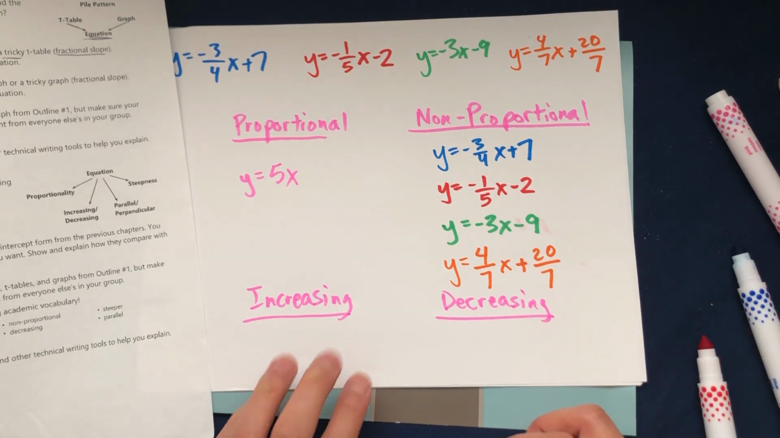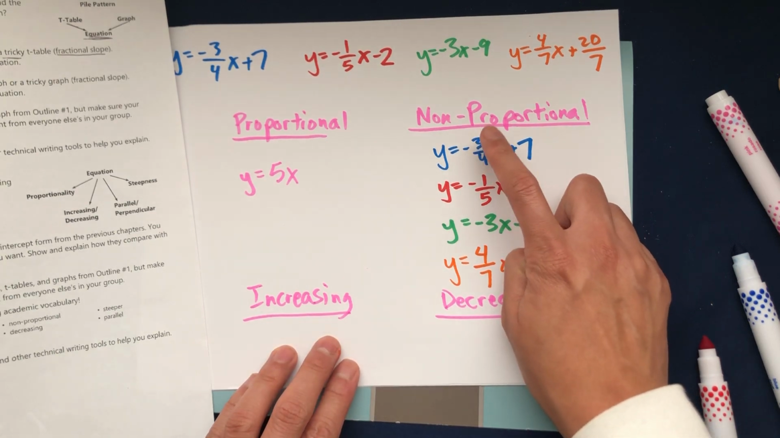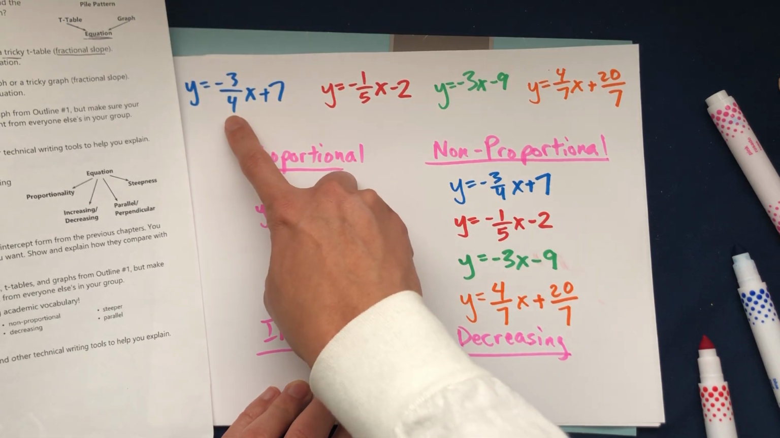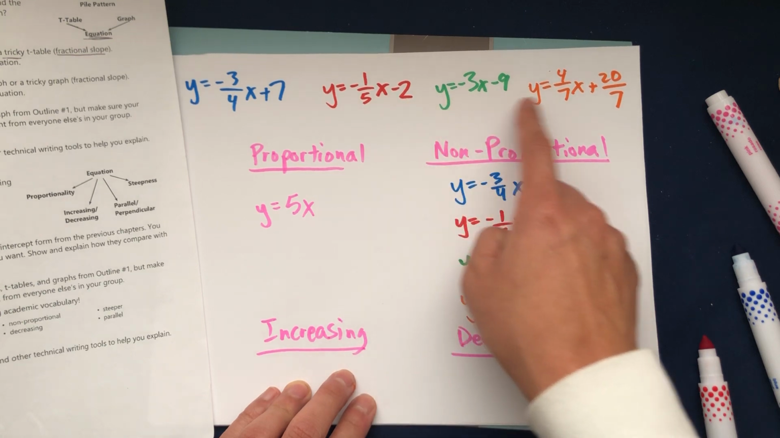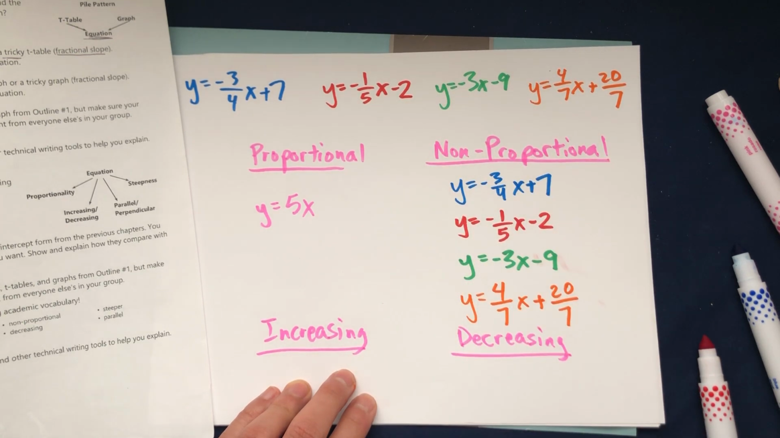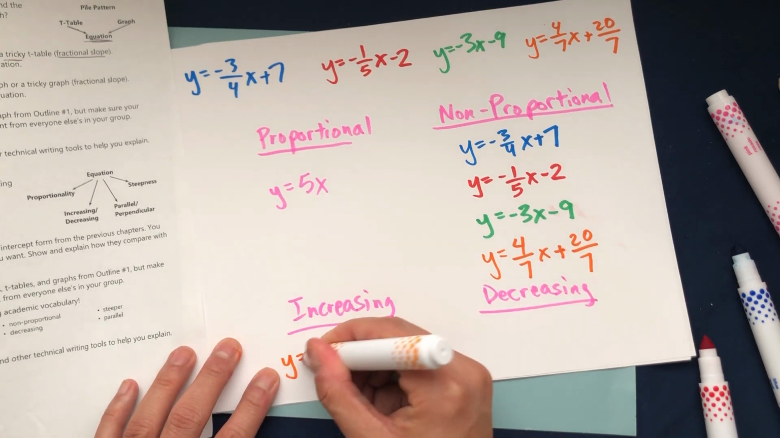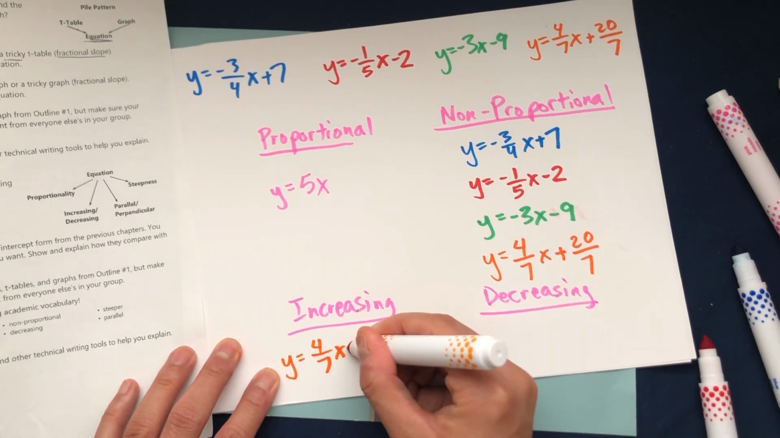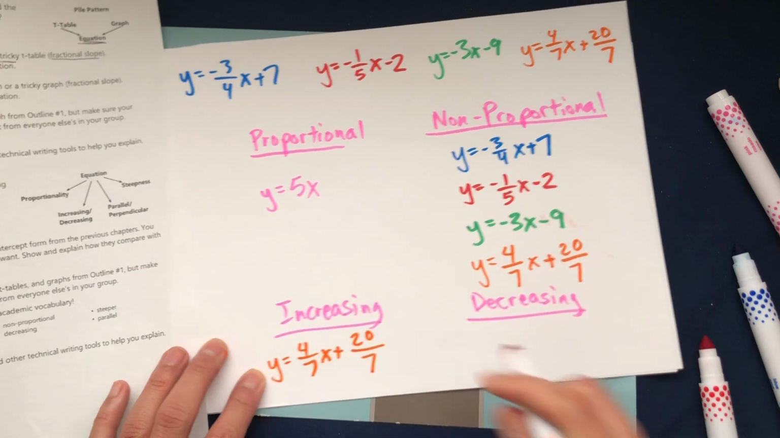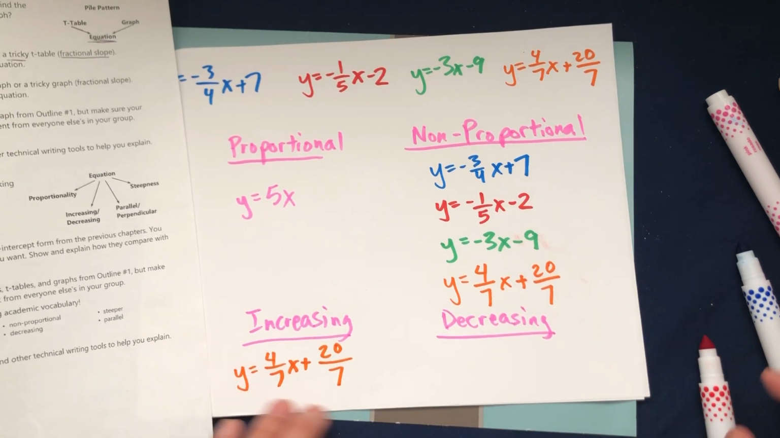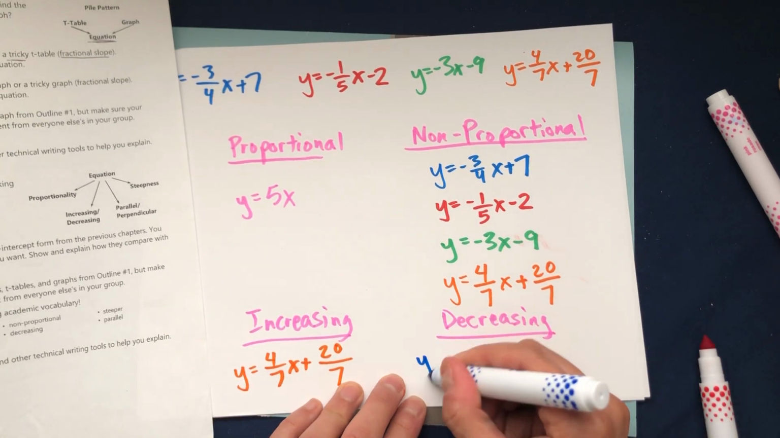So if we're looking at increasing and decreasing, we need to specifically look at their slopes. So negative 3/4, negative 1/5, negative 3, 4/7. Okay, just by looking at the slopes, I can tell that y equals 4/7 x plus 20/7 is going to be increasing, and all the others are going to be categorized as decreasing.